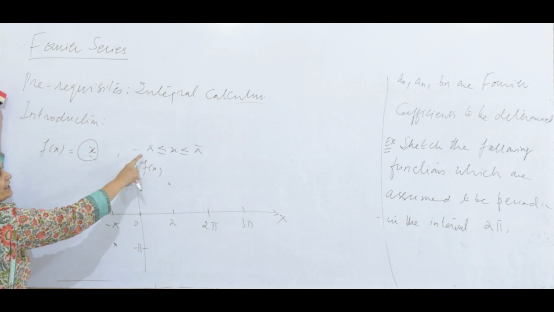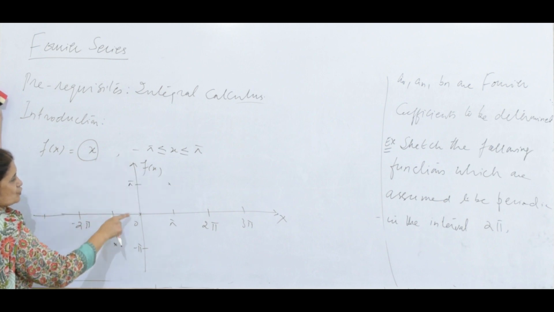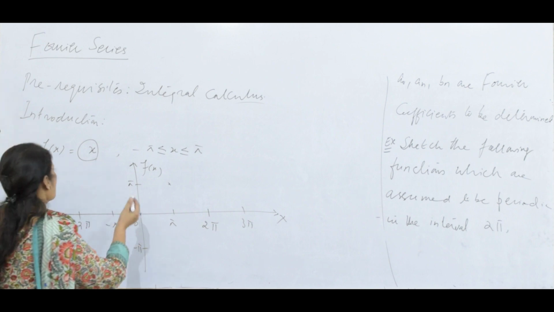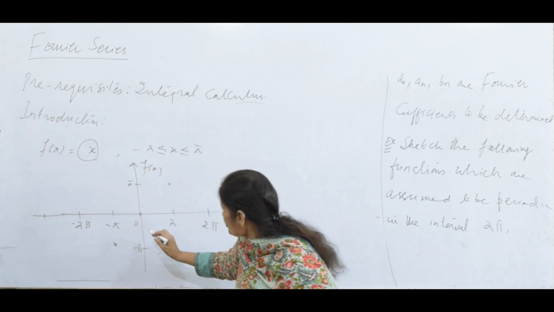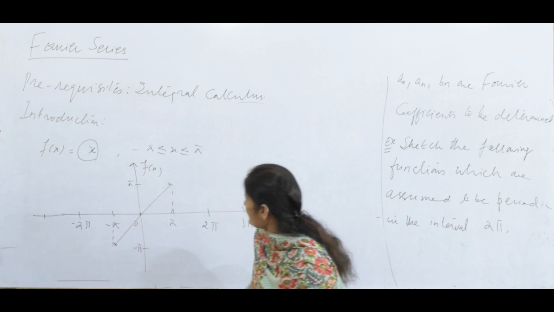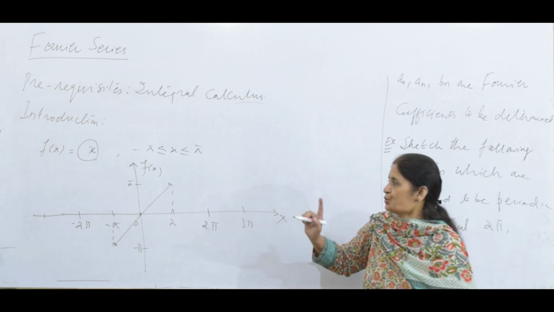Look at that. I have minus pi here, f of x is minus pi. I have 0, f of x is 0. I have pi, it is pi. So again it is a linear function, so the graph is a straight line passing through the origin. Look at that. This is the graph, a straight line passing through the origin.